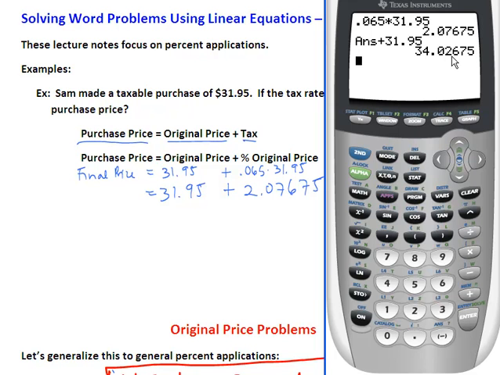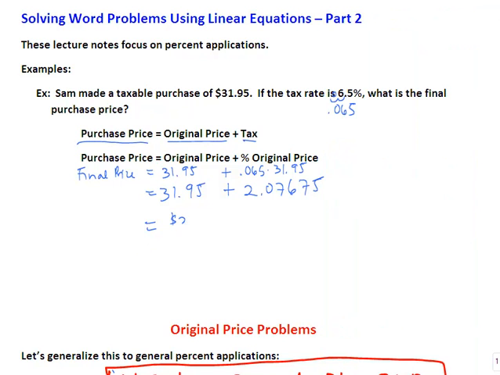Since the third decimal place is a 6, that means we would probably want to round up. So this is going to be 34.03 or $34.03. So final answer, $34.03. Okay, so purchase price was our original price plus our tax, and to calculate tax, you take your percent times the original price as well.